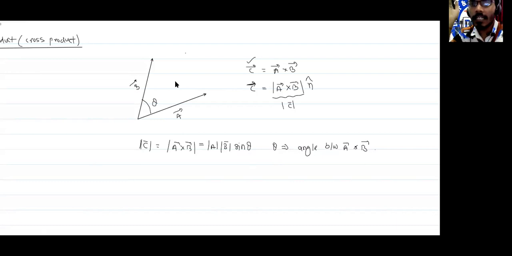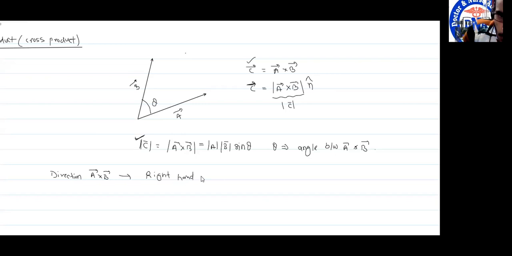Now a question comes to mind. I have the magnitude of the vector, but I want to find the direction. I want to calculate this n cap. So how can you find the direction? The direction of the A cross B vector is found by the right hand screw rule. What is this rule?